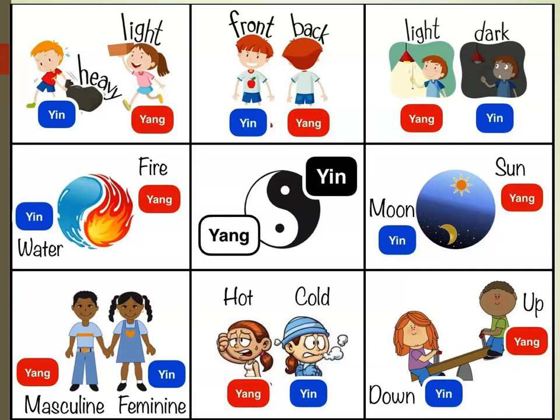Next, yung yin is water, and yung yang naman is fire. Next picture, we have the yang, yung white, and yung black naman, yung yin. Ang next, yung yin is moon, and the yang is sun. Dito sa may baba, next picture, yung yang is masculine, while the yin is feminine. Next naman is yung yang is hot, while the yin is cold. Next picture, yung yin is down, while the yang is up.